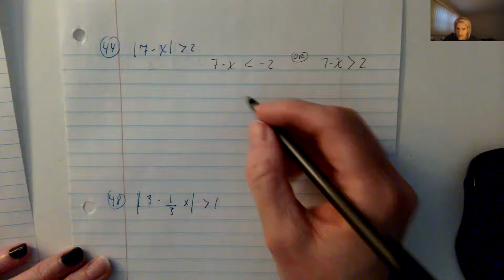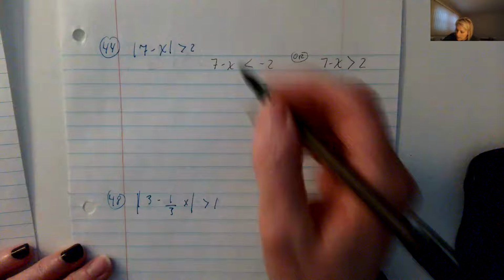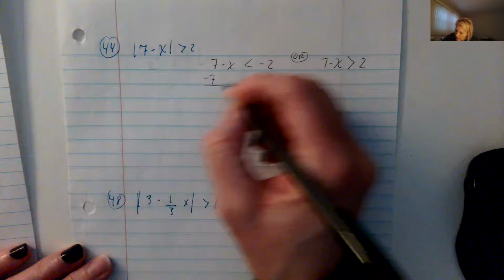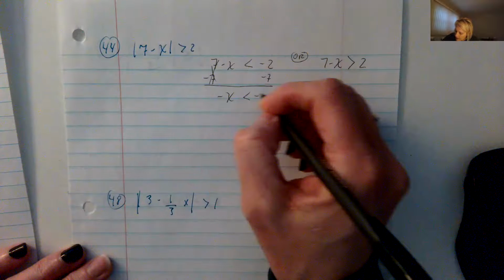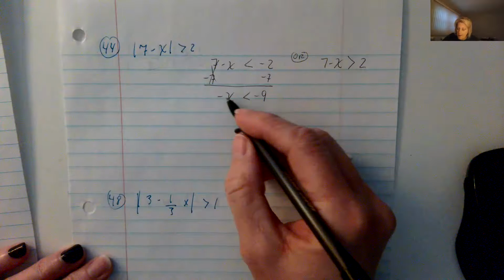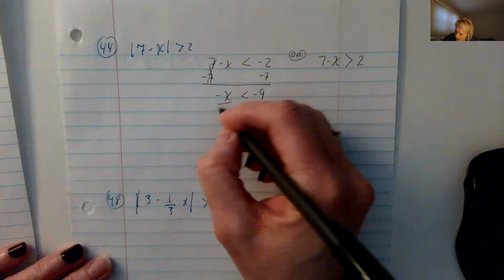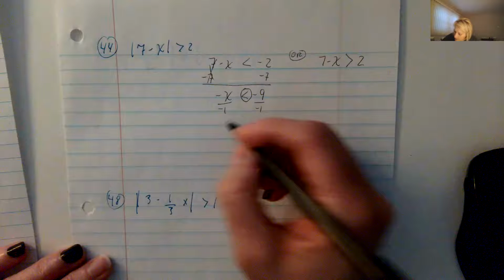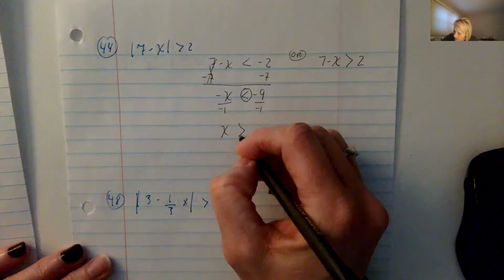And now I like to keep x on the left, so I'm going to go ahead and subtract 7. And we get a negative x is less than a negative 9. To get rid of the negative, I'm going to divide by a negative 1. Because I'm doing that, I have to flip the sign. So this becomes x is greater than a positive 9.